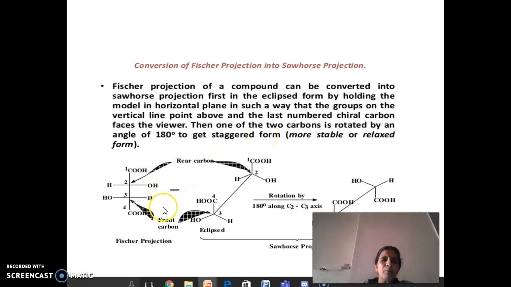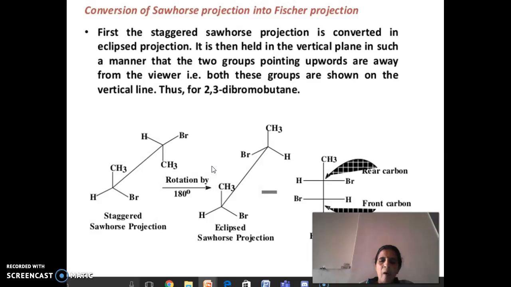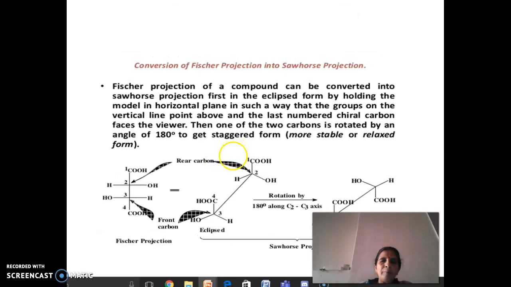So this is the Fischer projection of tartaric acid, wherein you can see the third carbon atom is the front carbon atom, and the second one is the rear carbon atom. And the diagonal lines show the bond between the two chiral carbon atoms, and similarly you can show the bond with other substituents by means of the projection of lines above and below the line.